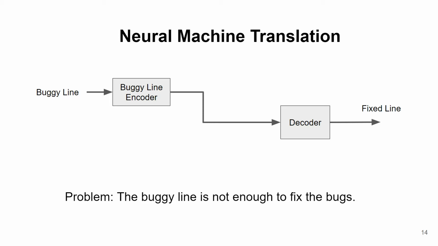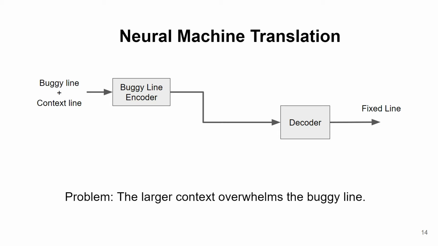In natural language, neural machine translation takes a sentence as input, feeds it to an encoder, and then a decoder generates an equivalent sentence in another language. As we just showed, applying this principle directly to program repair does not work, because the buggy line does not contain enough information to generate a fixed line.